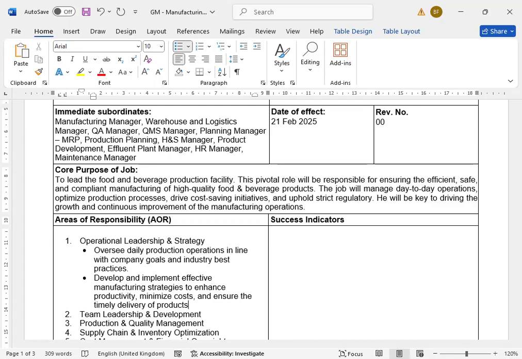So develop and implement effective manufacturing strategies to enhance productivity, minimize costs, ensure the timely delivery of products. Right? So I have another one.